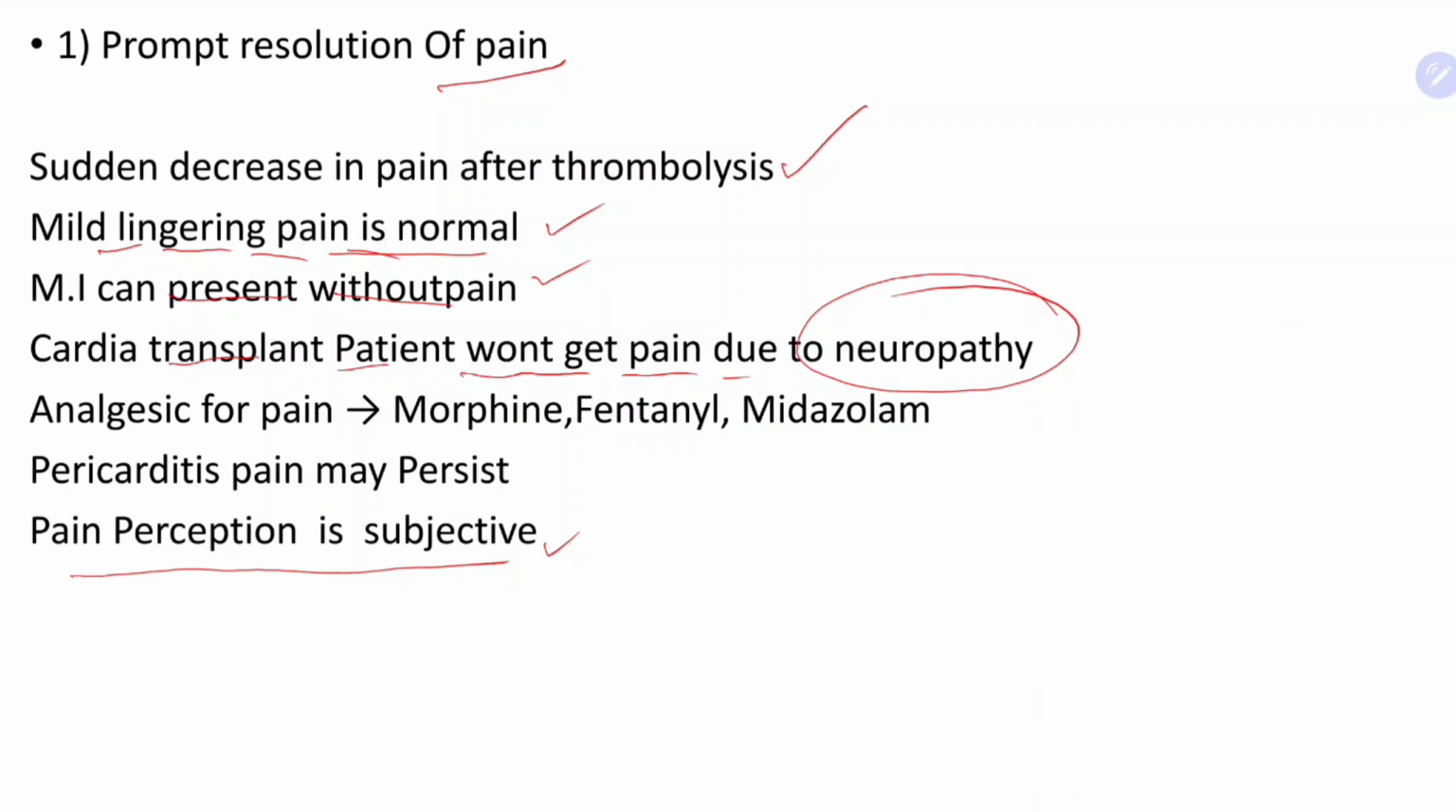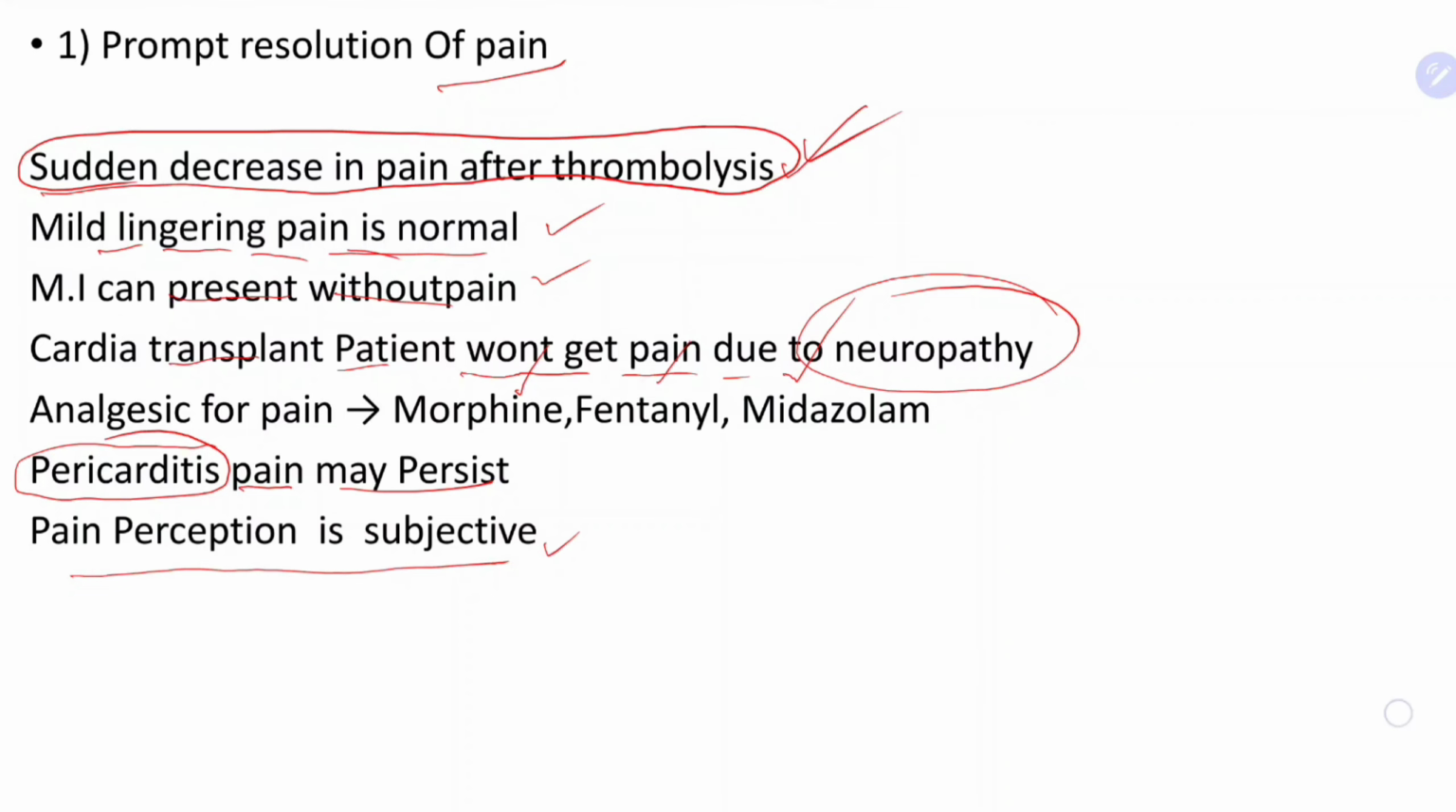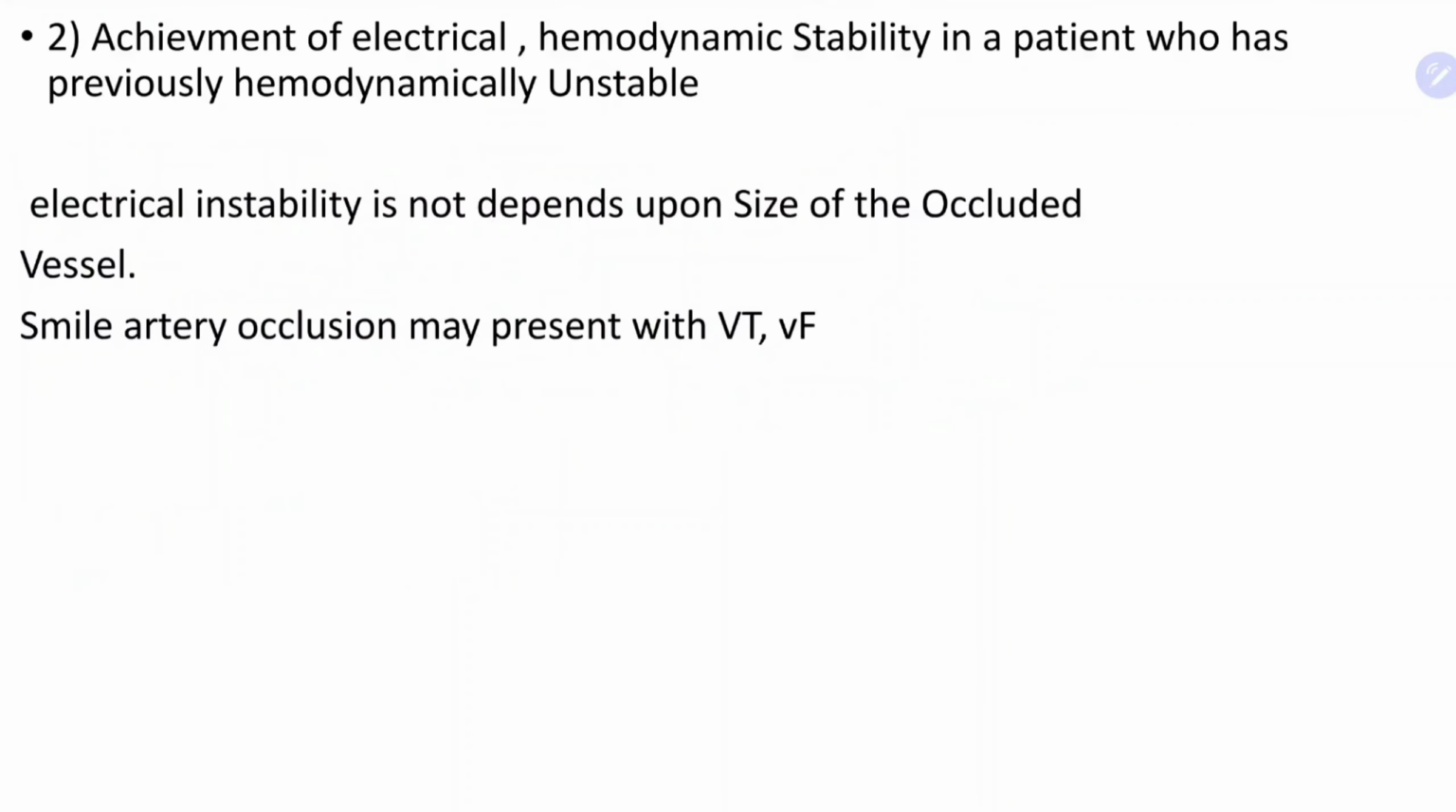Generally the analgesics we use for pain are morphine, fentanyl, midazolam. The important thing to remember here is injection Fortwin is contraindicated in acute MI. Fortwin is pentazocine. One more thing is pericarditis: pericarditis pain may persist. So this is all about pain. The important thing is that a sudden decrease in pain after thrombolysis is a good sign.